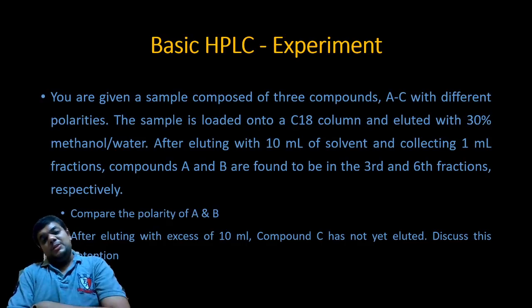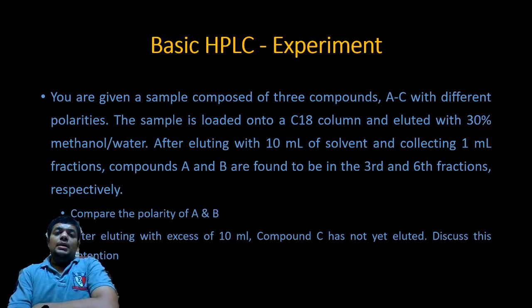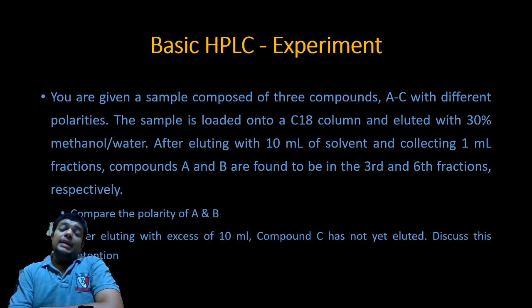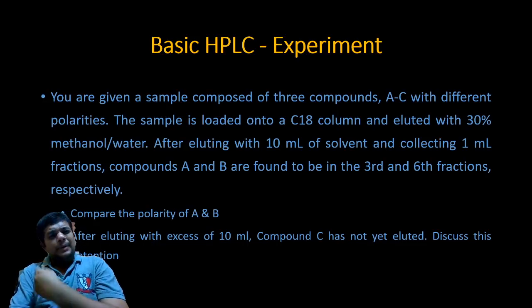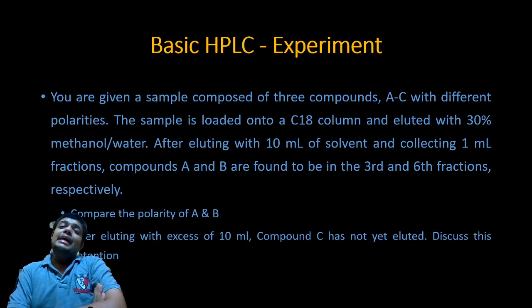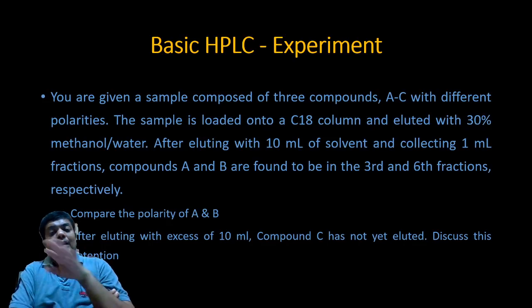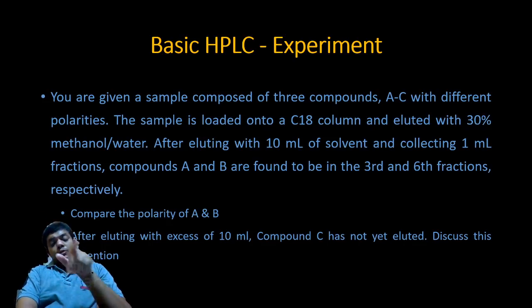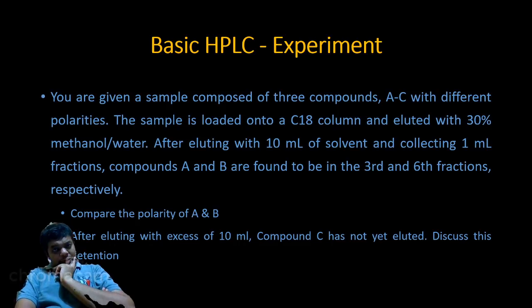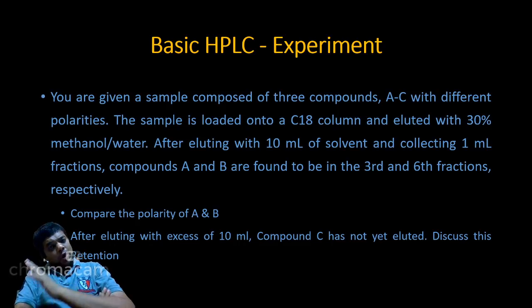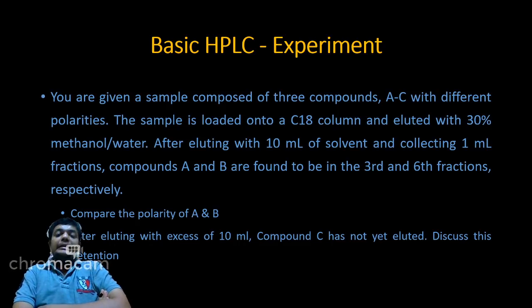Basic HPLC experiment. You are given a sample composed of 3 components, A, B and C, with different polarities. Samples A, B and C are loaded on a C18 column and eluted with 30% methanol in water. Now see, when you write 30% methanol water, it's a polar combination. So if your mobile phase is a polar combination and your stationary phase C18 is non-polar, it is very clear that it's a reverse phase chromatography.